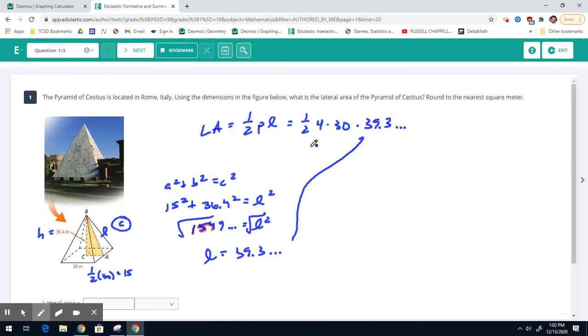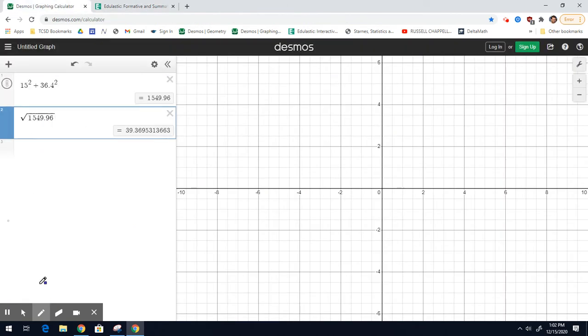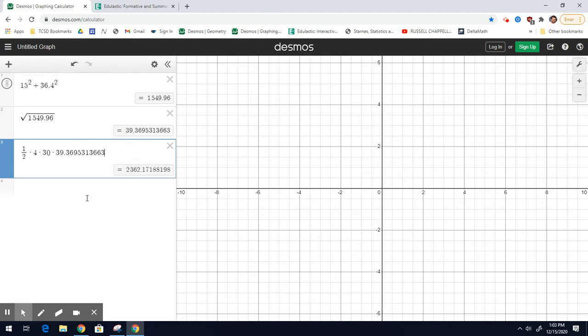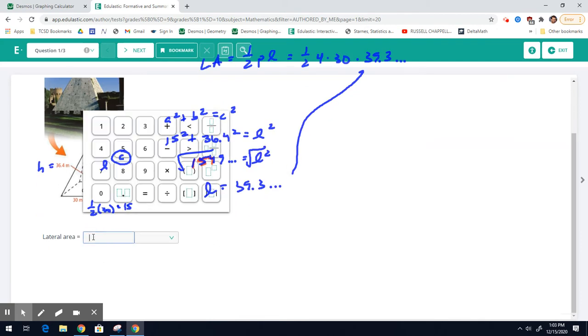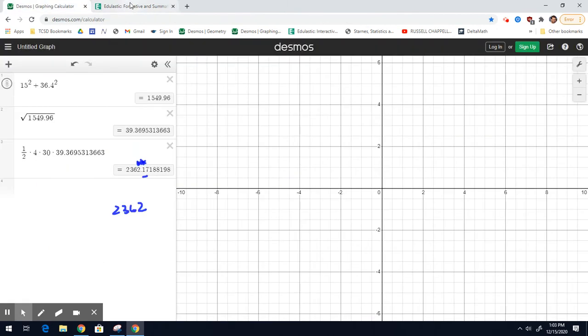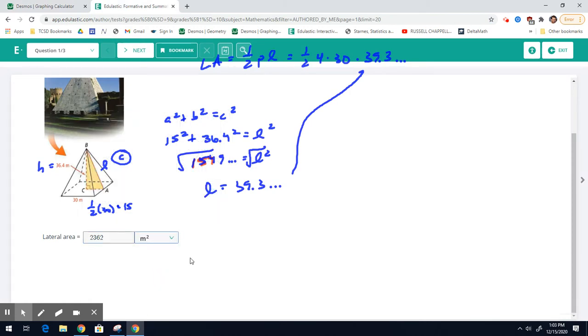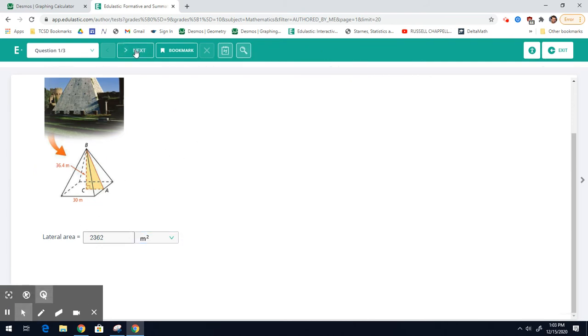It says round to the nearest square meter. So 1/2 times 4 times 30 times that slant height. So I'll do that here: 1/2 times 4 times 30 times, and I'm going to copy and paste this. And there we go, 2362.1. We're rounding to the nearest whole number, so this 1 does not round the 2 up. So 2362 square meters, 2362 meters squared. Again, notice we're doing surface area, so it's meters squared. I know we have lengths, areas, and volumes going on here, so try to keep it straight. All right, next problem.